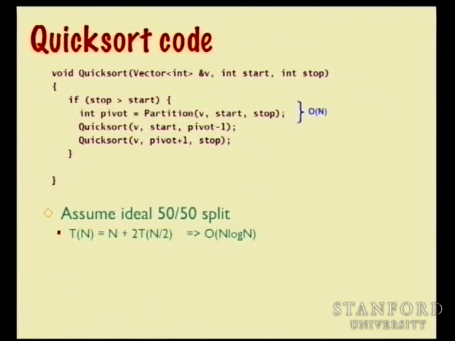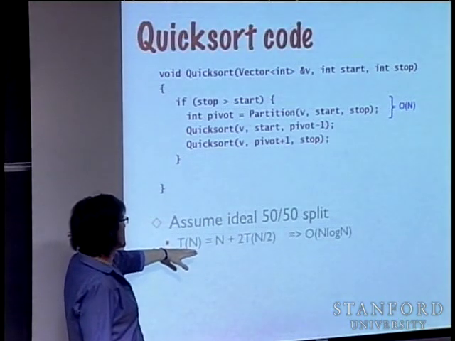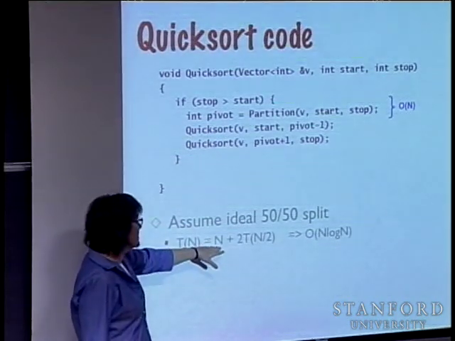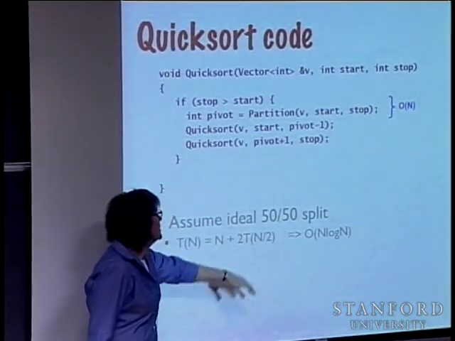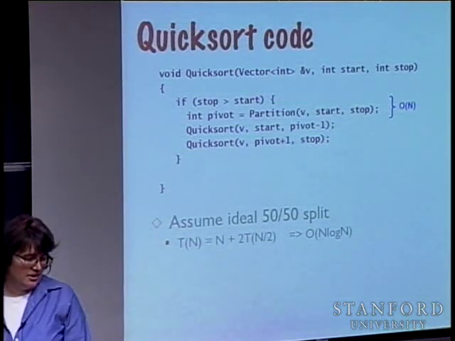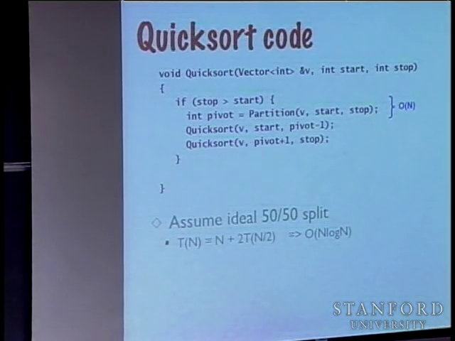Well, we don't know exactly what that division was. Was it even? Was it a little lopsided? That's certainly something we're going to look at. If we assume the ideal 50-50 split, where the pivot happened to be the median or close enough to the median that we got an even division at every level of the recursion, then the recurrence relation for the whole process is: the time required to sort an input of n is n to partition it, and then two times sorting two halves that are each half as big as the original input.